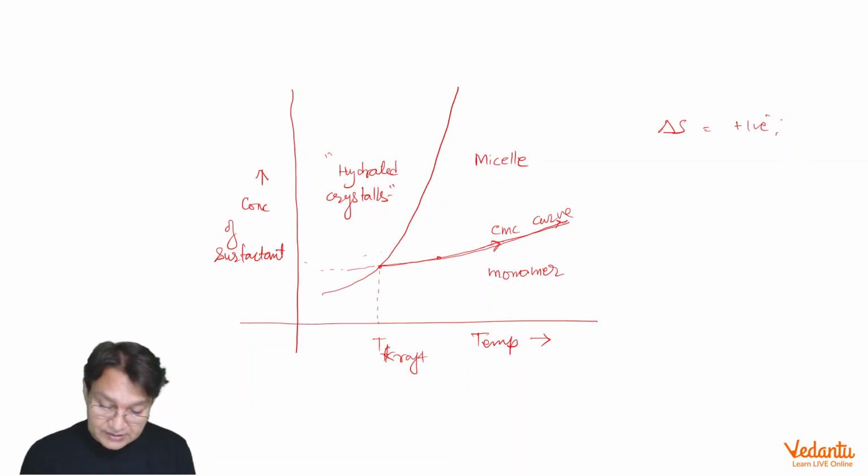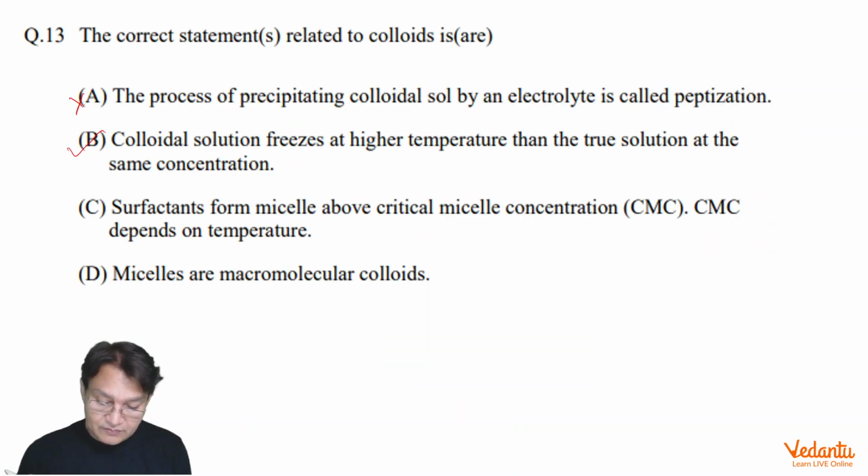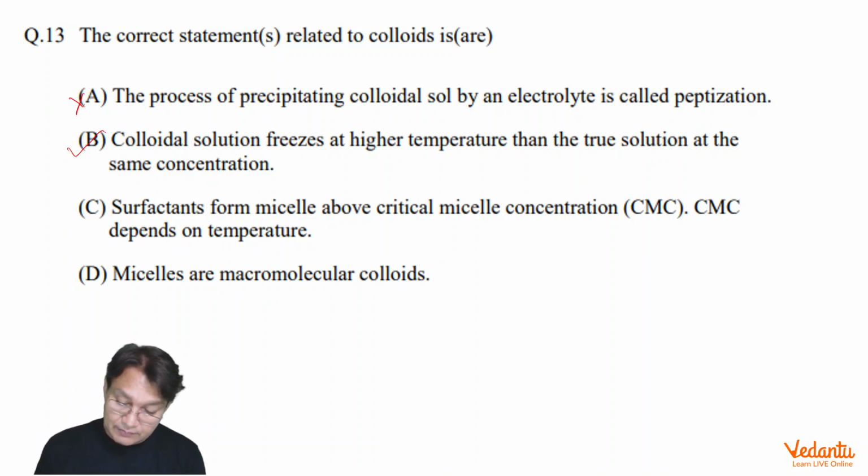So I don't think that this is the point of view of asking this question. Probably they just want to know whether you know or not that micelle formation only takes place above a certain temperature. It has some relationship with the temperature. So surfactants form micelles above critical micellar concentration, and CMC depends on temperature. Of course, it depends on temperature because below a certain temperature it could not be formed. So this option is also correct.